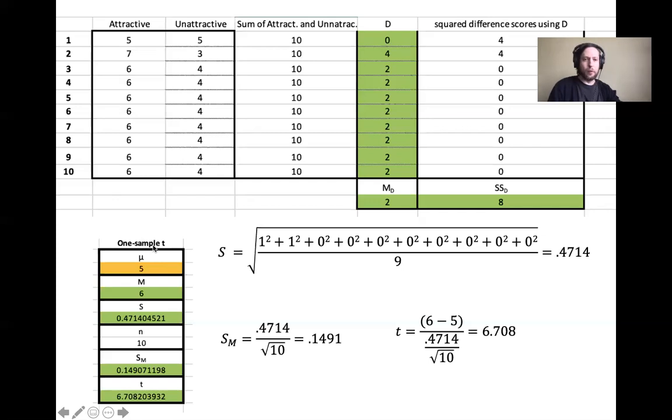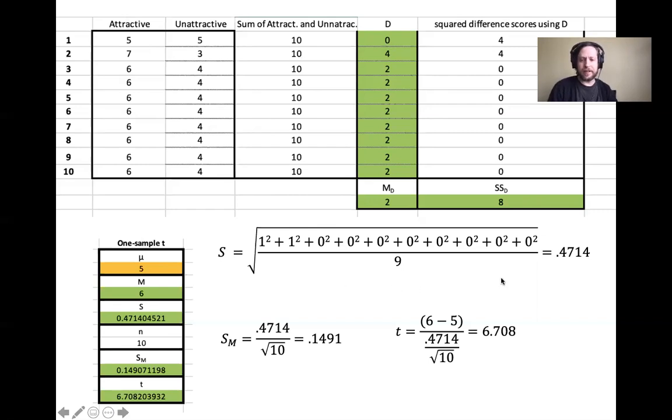Please note that for the one sample t-test, we're basically ignoring the unattractive condition. We're not doing any calculations on the unattractive condition. We are only dealing with the attractive condition when we're dealing with the one sample t-test. That's an important thing to note. With a one sample t-test, you're only dealing with one condition, half the sample, basically, one sample.